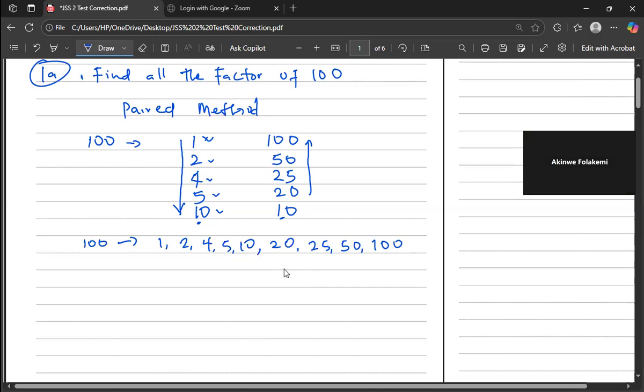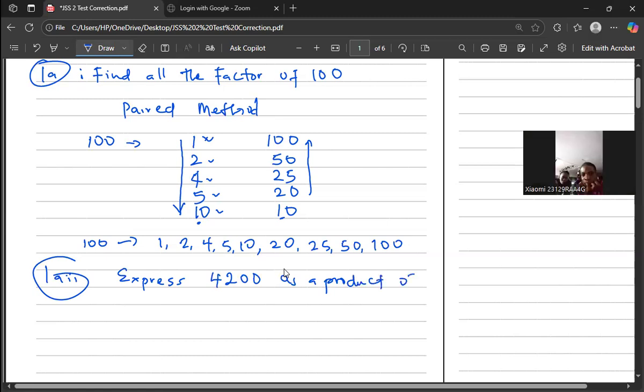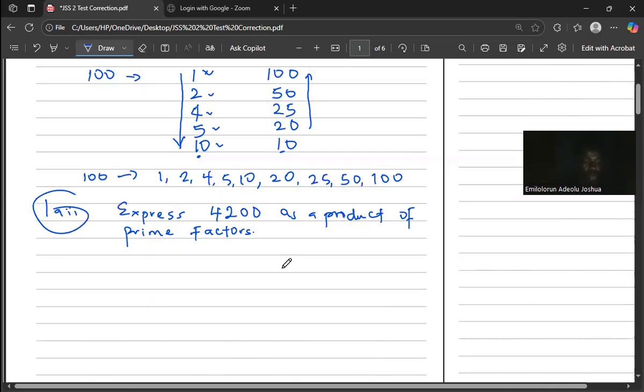So this is 1AI. Now we have 1AII. Okay? So 1AII says express 4,200 as a product of prime factors. Oluwalonimi, hope that question is correct. It's your question, so we have to be careful about it.